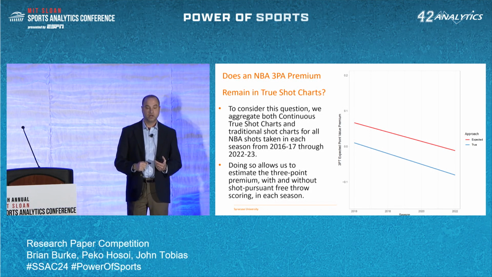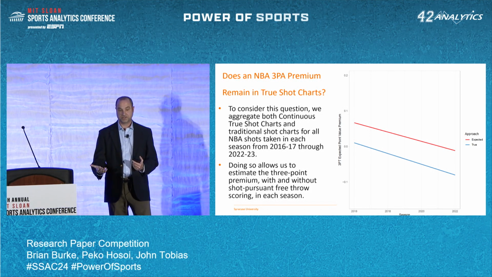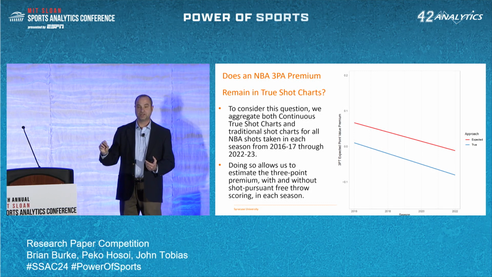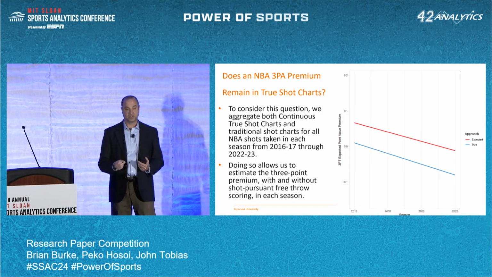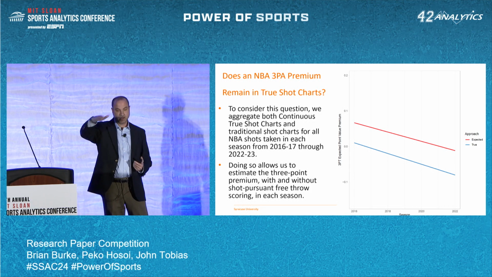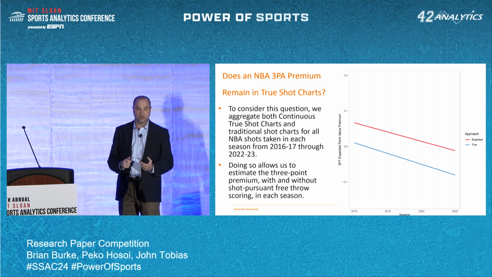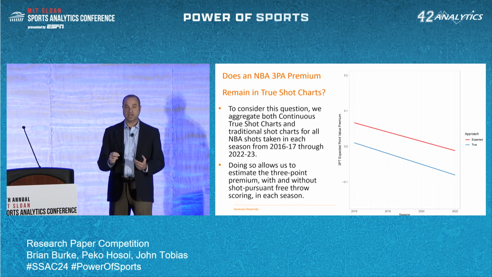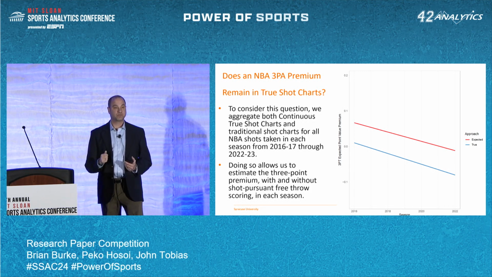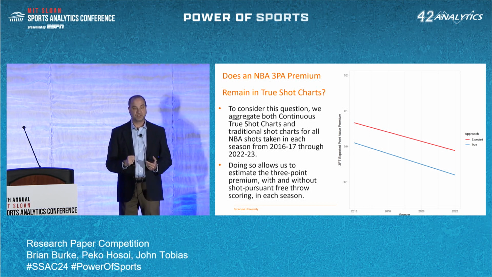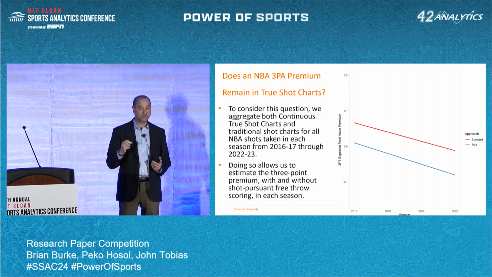So the red line on top, of course, is the estimated three-point premium in each season if we don't consider shot pursuant free throw scoring. So the red line is from the aggregations of conventional shot charts. And if you look closely, it shows a positive and significant three-point premium through the 2020-21 season. Okay. And it never shows a significant three-point dis premium.